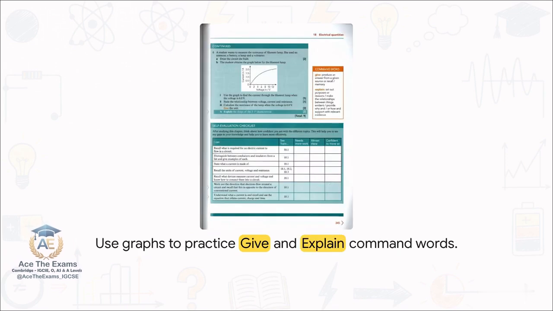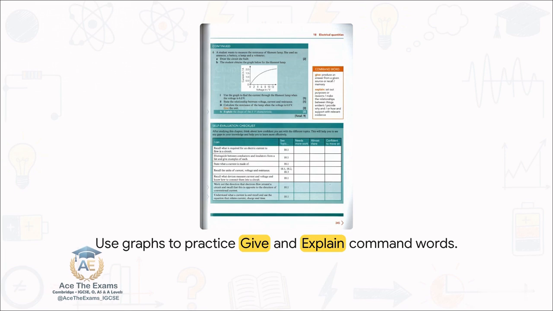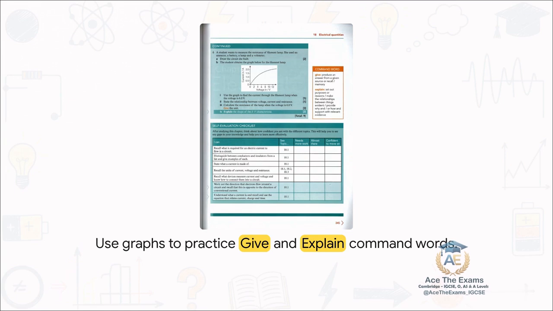Let's look at one final critical example to solidify our system. Here is a classic IV characteristic graph for a filament lamp. Part I asks you to use the graph to find. This is essentially a give command. You just read the value right off the axis. Easy. But look at part IV. Explain the shape of the IV characteristic. This is worth 2, maybe 3 marks.